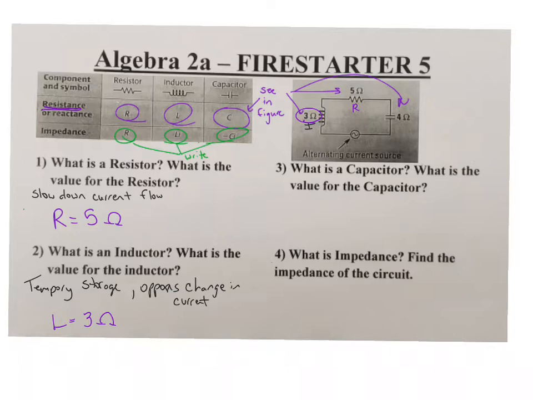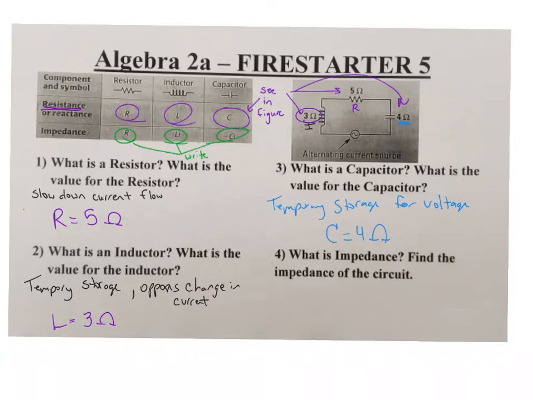Now, a capacitor is also temporary storage, but it's really temporary storage for the voltage. So inductors and capacitors are very similar in that they are temporary storage for energy, but one works with the current, the other one works with the voltage, or the actual power source. All right. In our figure, we're going to call the capacitor C. So I look here, and in this figure, it is 4 ohms.